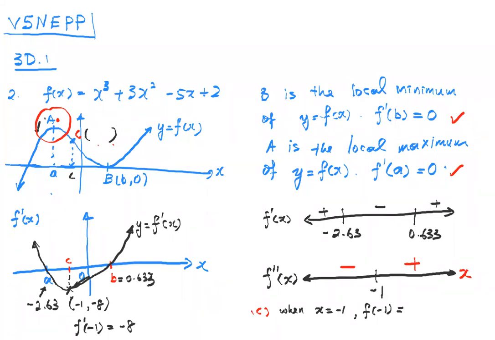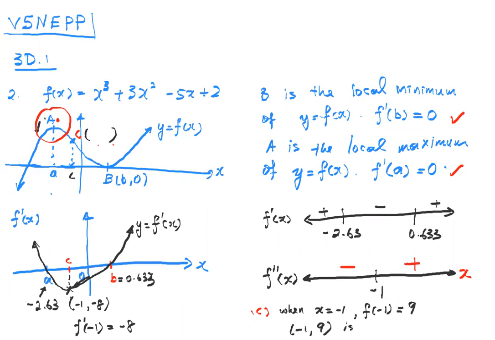The inflection point of f(x). So can you please tell me what is f(-1)? Okay, so your answer will be -1, 9.